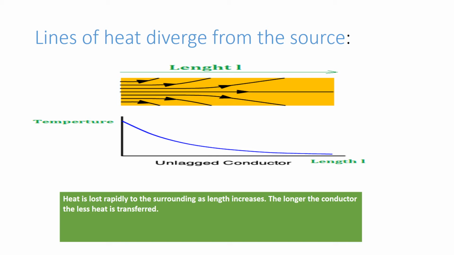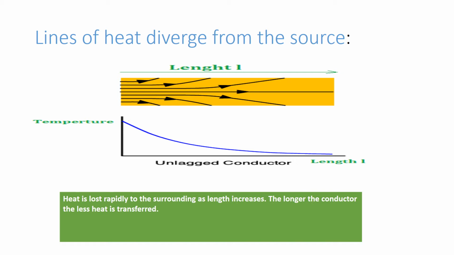What is lagging? Lagging is covering a conductor with an insulator. Why? To prevent heat loss to the surrounding. If you lag, the lines of heat flow will not diverge outside, but will move parallel to each other.